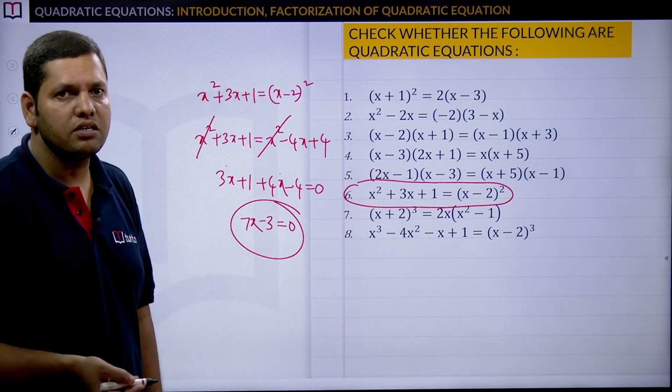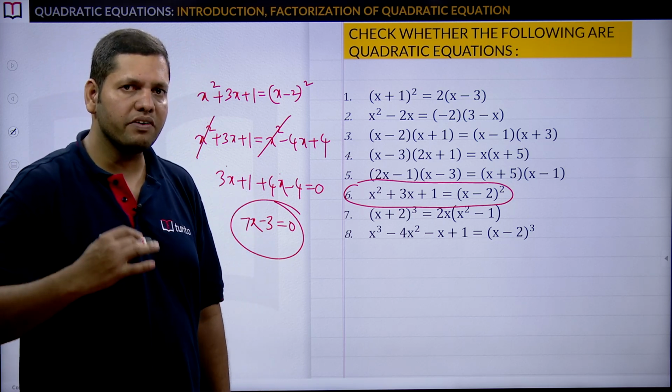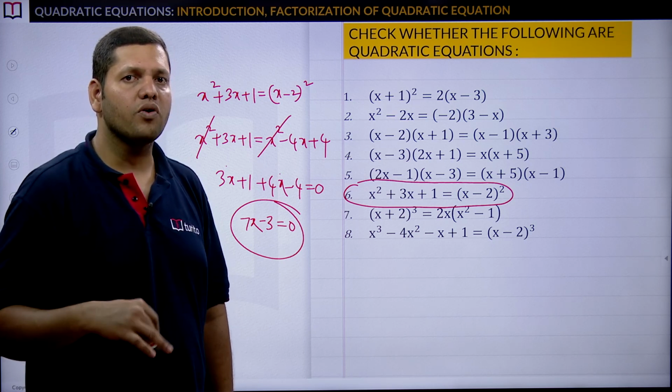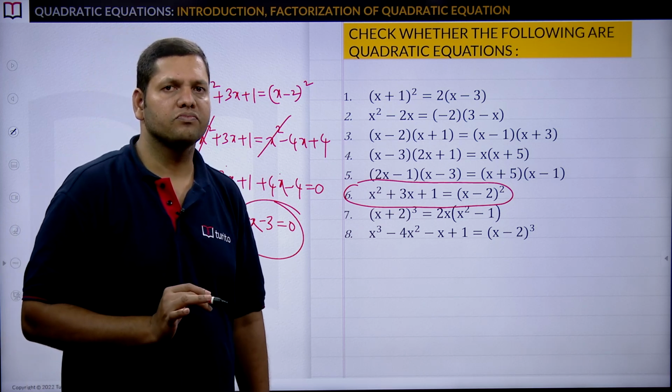If you get the highest exponent value as 2, otherwise the degree of the equation is 2, children, then we can say it is a quadratic equation. If it is not 2, children, we can say it is not a quadratic equation. Is it clear, children, everyone, or any doubts? Fine.